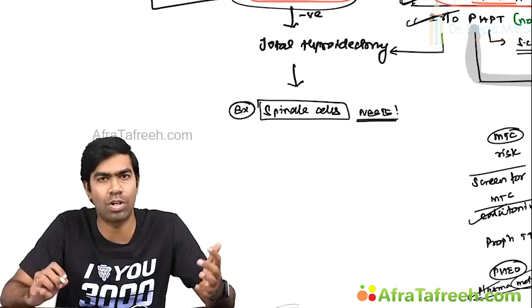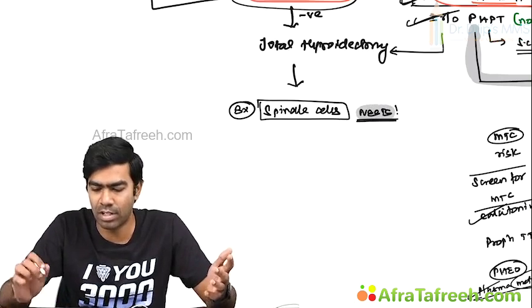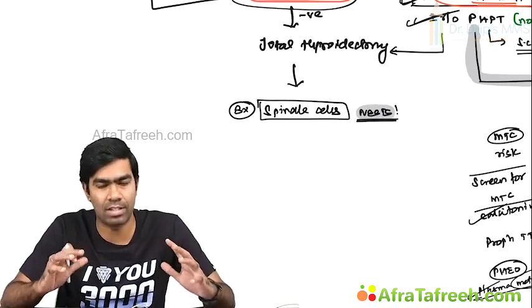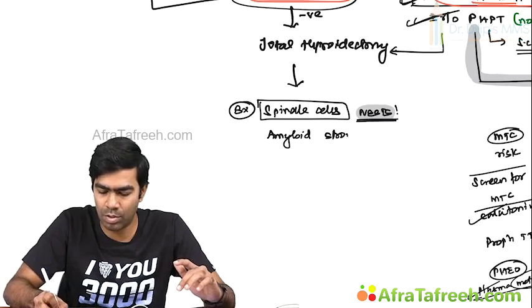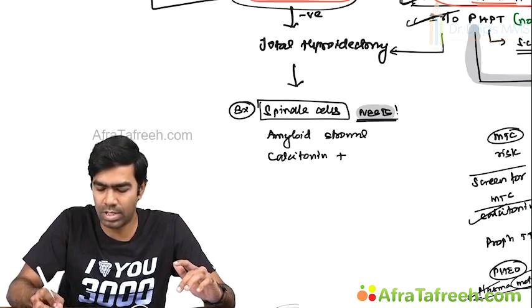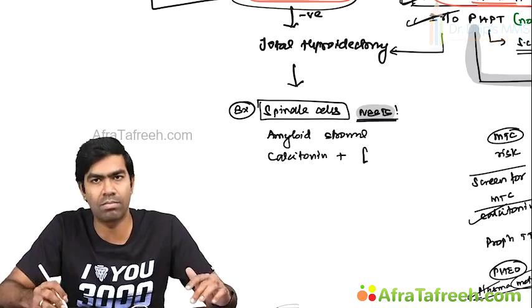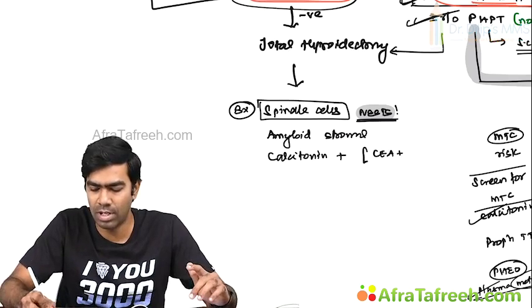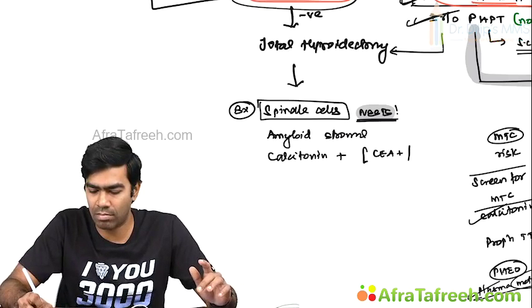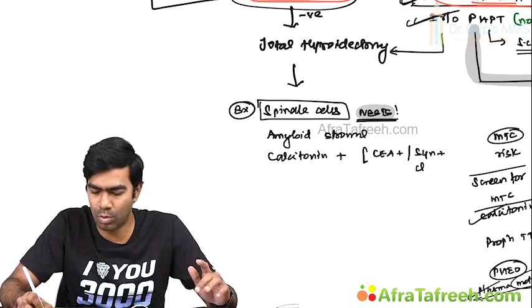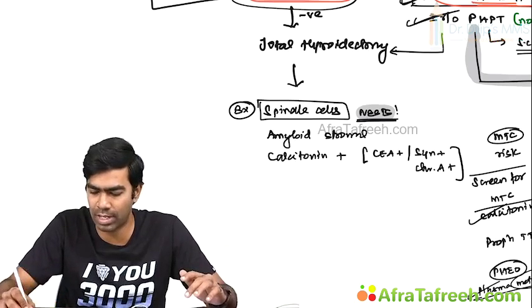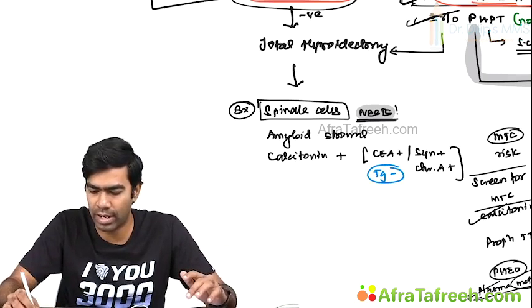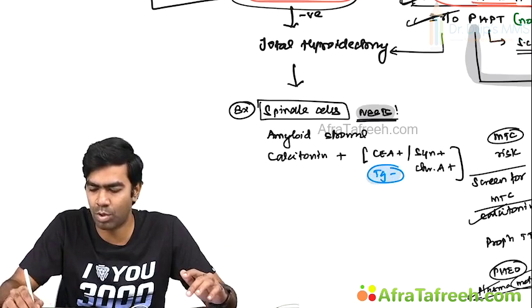This word nest is very important because this can be seen in many neuroendocrine tumors. So cell nests, and in between you will have amyloid stroma, and the staining will be positive for calcitonin. At the same time, other markers that can be positive are CEA, synaptophysin and chromogranin A. As I said previously in the FNAC markers, all these can be positive, but they're characteristically thyroglobulin negative. Very, very, very important point.